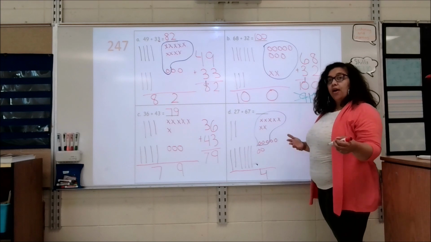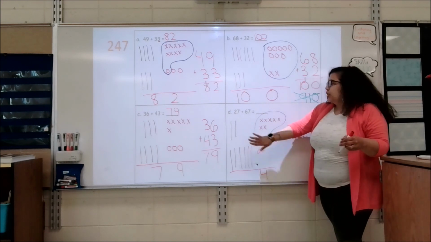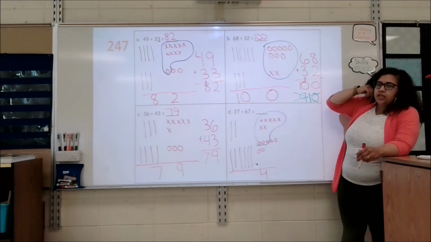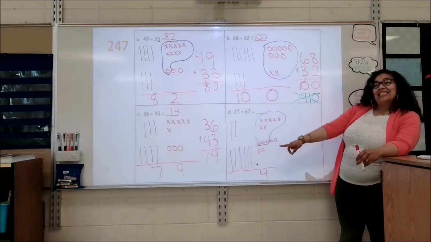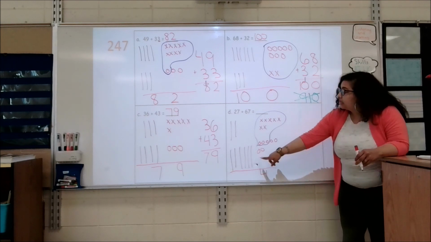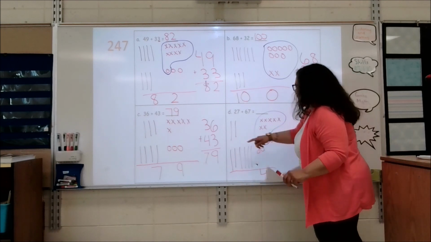So let's count the 10s. Now just look at this picture. Which group of 10 should I put in my head? What should I start with? 6 or 2? 6, because it's bigger. So 6, 7, 8, 9.